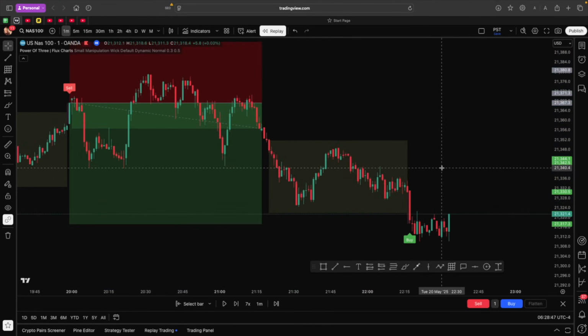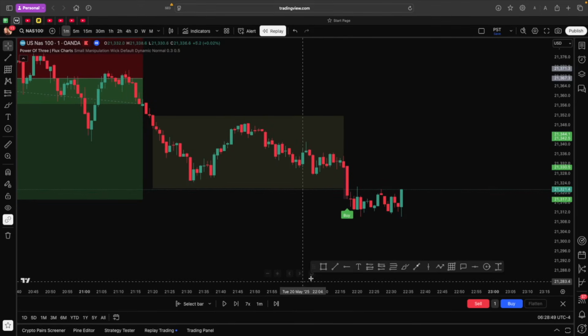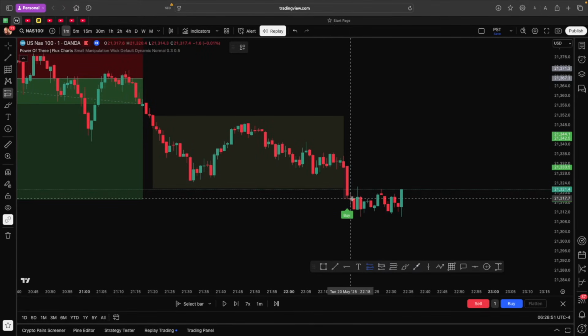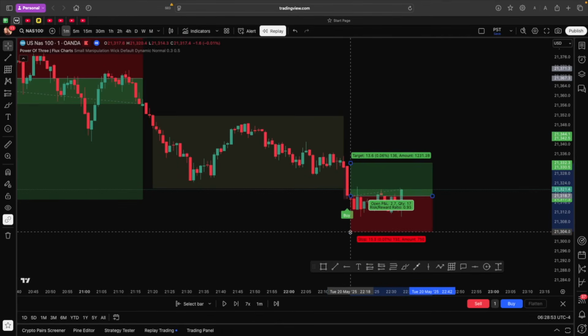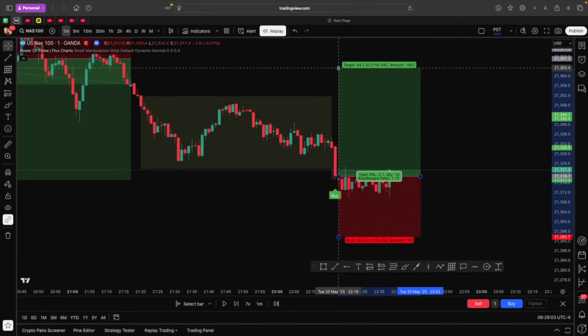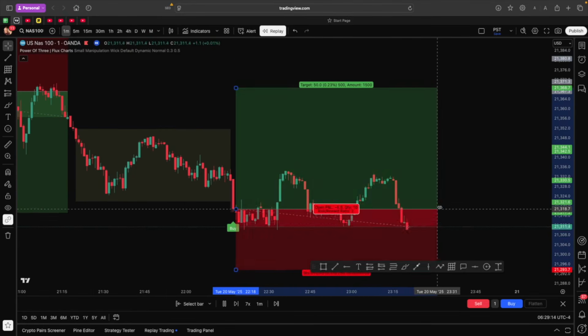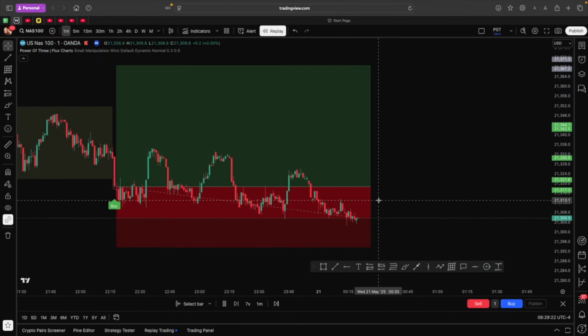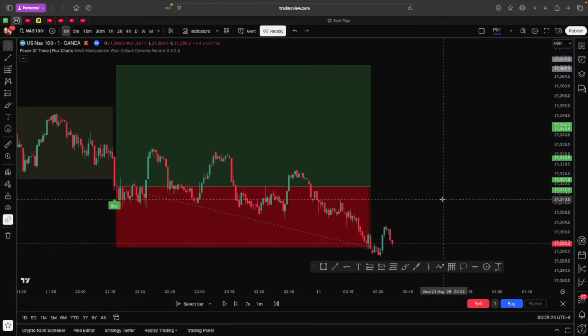Plus a new manipulation happened. A new accumulation happened. So here's that signal. There we go. 250 pip stop. And a 1 till 2. Let's see what happens. And we got stopped out.